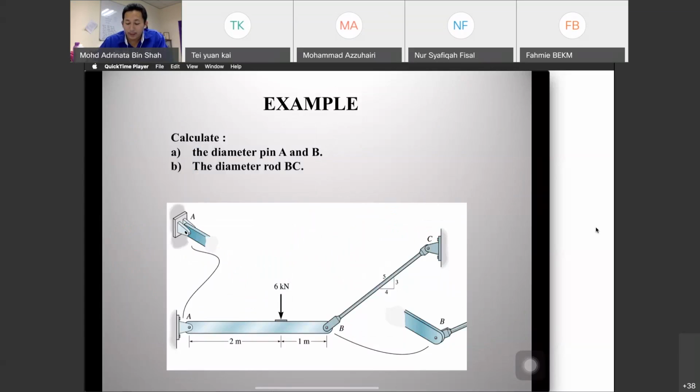These are some examples like the previous one, but with a load of 6 kilonewton, 2 meter distance. So we need to calculate the diameter of pin A and B. This is pin, and this is pin. Diameter of pin A and B, diameter of rod BC. So this one also.